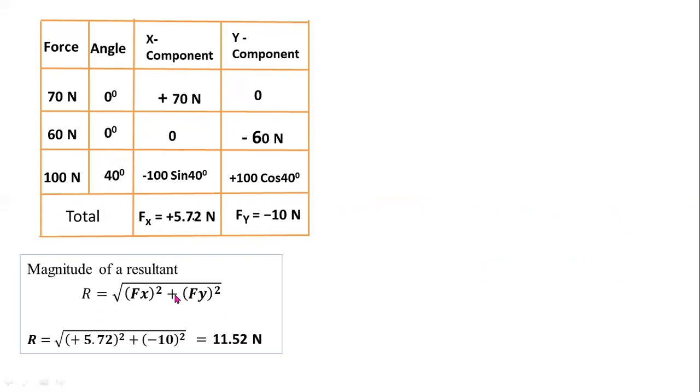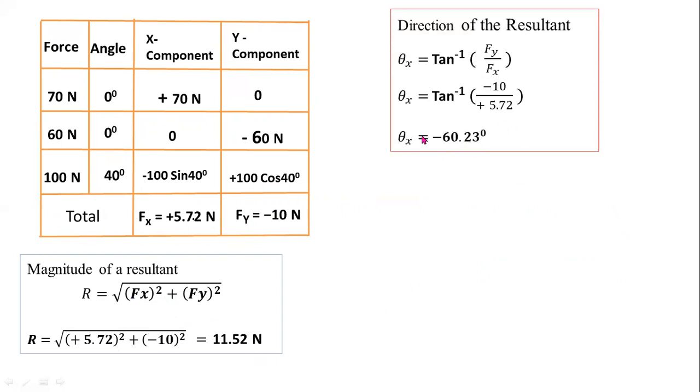Resultant equals the square root of horizontal forces squared plus vertical forces squared. And the magnitude of the resultant equals 11.52 newtons, and the direction of the resultant equals minus 60.23 degrees. Now from these values, you have to identify the location of the resultant.